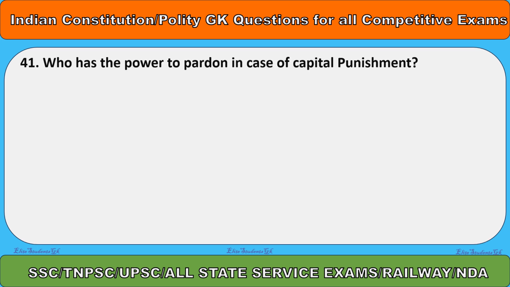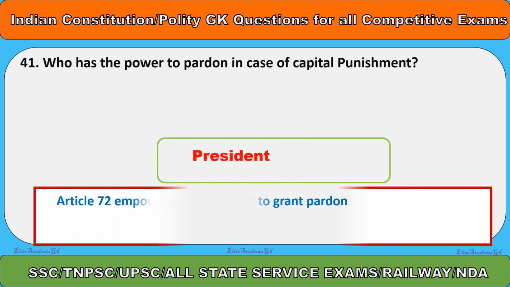Who has the power to pardon in case of capital punishment? President. Article 72 empowers the President to grant pardon.